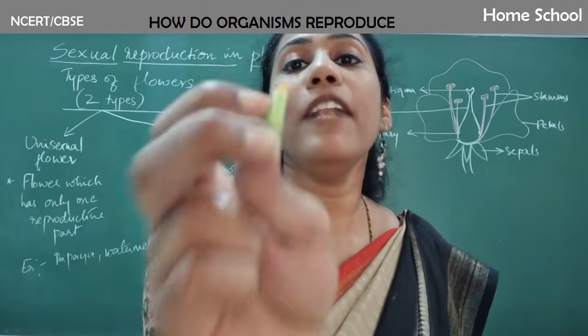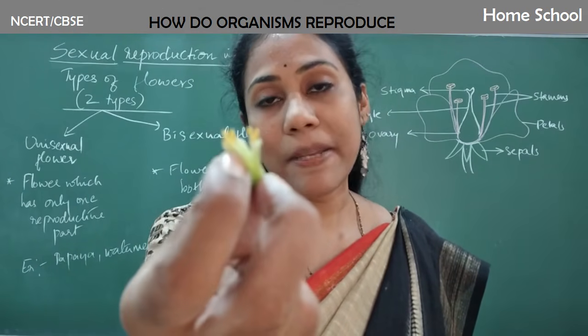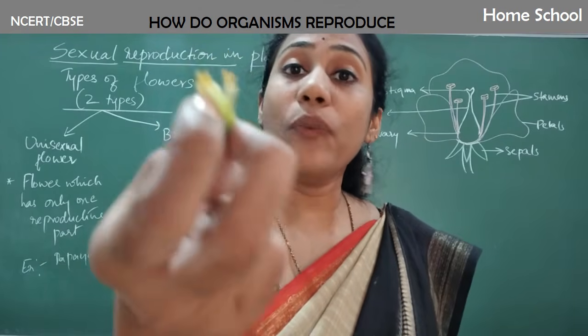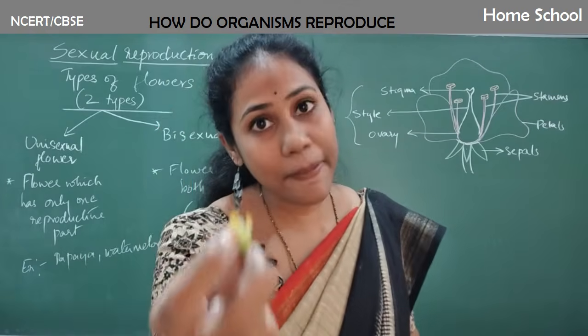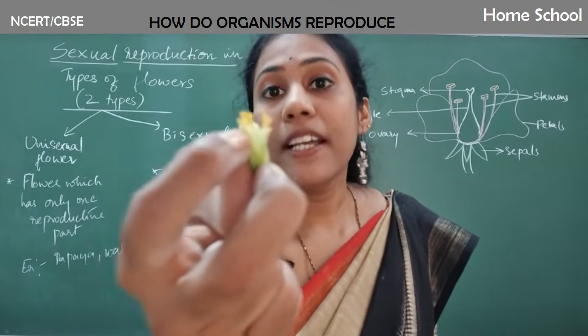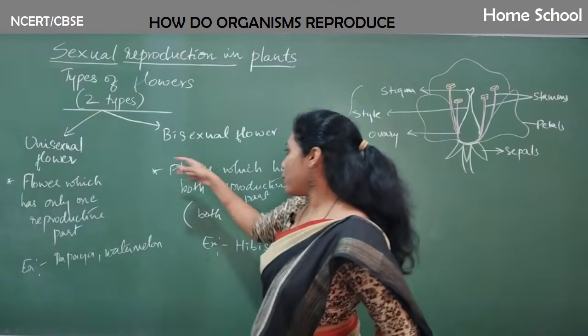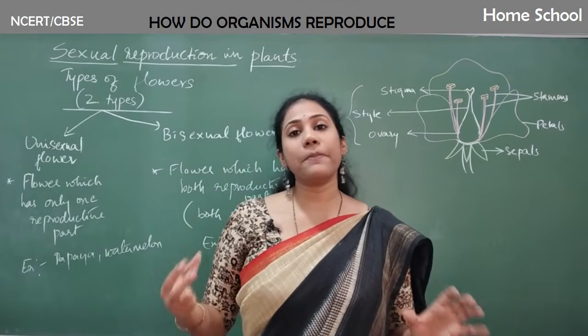So that means it's a male flower. Okay, male flower of papaya. You have only stamens. There is no pistil. Okay, so such a flower where you find only one reproductive organ, either stamen or pistil, such a flower we will call it as a unisexual flower. Clear? So these are the two different types of flower.